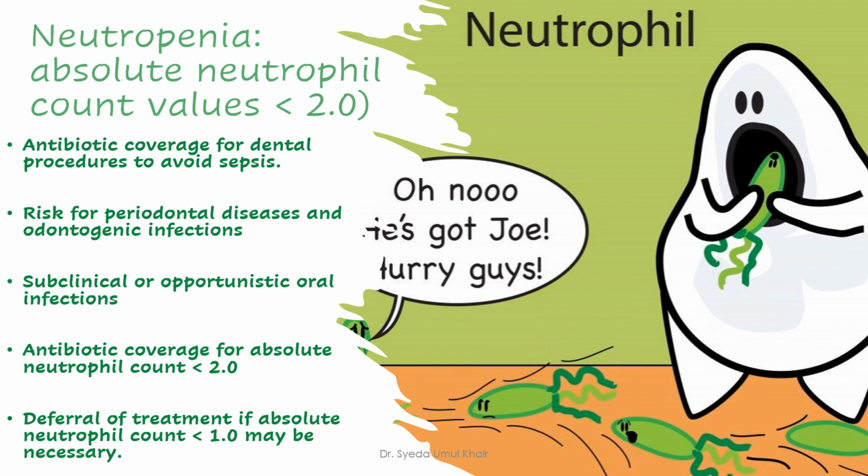Patients with neutropenia are at increased risk for periodontal disease and odontogenic infections. Therefore, prompt and regular professional oral care is imperative. Subclinical or opportunistic oral infections may further weaken an already compromised immune system.